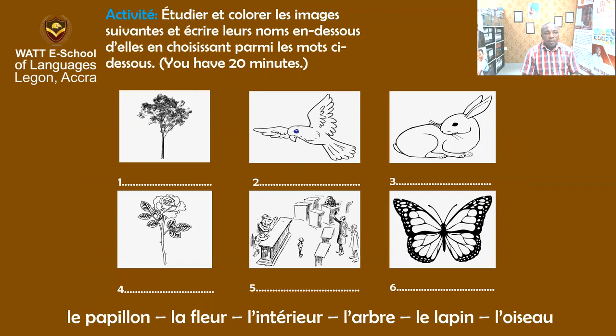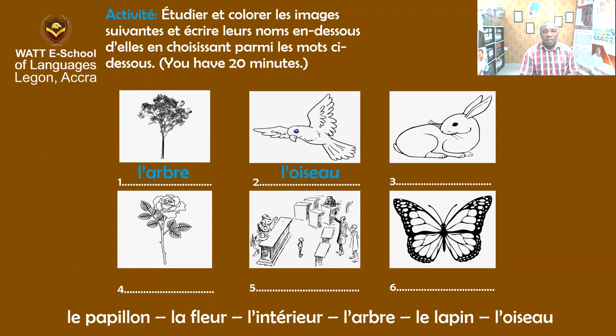Le papillon, la fleur, l'intérieur, l'arbre, le lapin, l'oiseau. So who can tell me the answer or the name of the first image? Image 1. Yes. Eric, you said l'arbre. L'arbre is correct. Yes, Michael. Then number 2. Correct. That's l'oiseau. L'oiseau is correct. That is the bird.